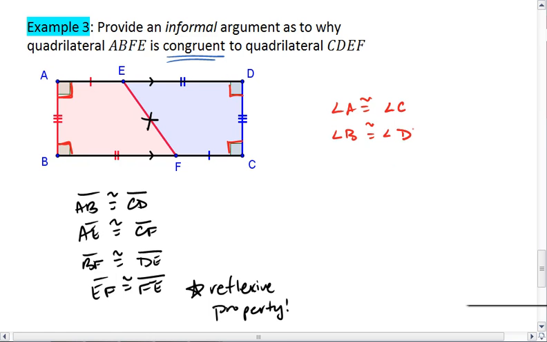Remember, the reason I matched those up the way I did was because we have to show that corresponding parts are congruent. Which leaves looking at angles 1, 2, 3, and 4. Well, I know that I have two parallel lines cut by a transversal.